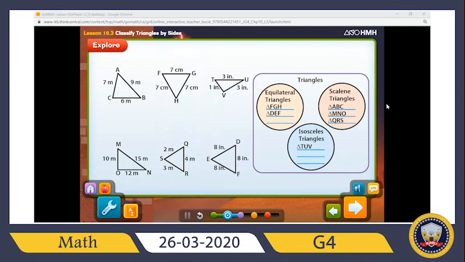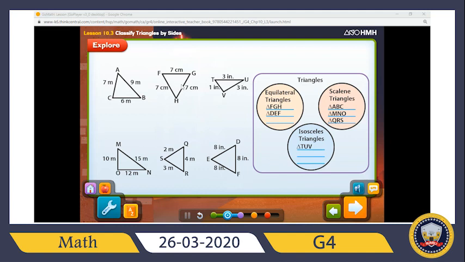Okay, before starting this page, let's make a quick revision about yesterday, our previous lesson. Yesterday we learned we can classify triangles by side into three categories. What are they? Equilateral, isosceles, and scalene triangles. I know a triangle has three sides.